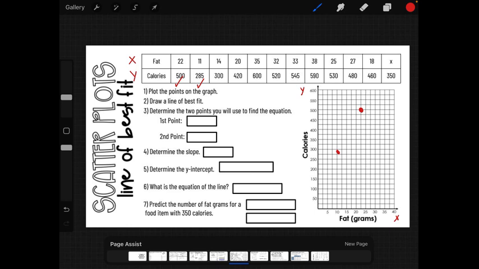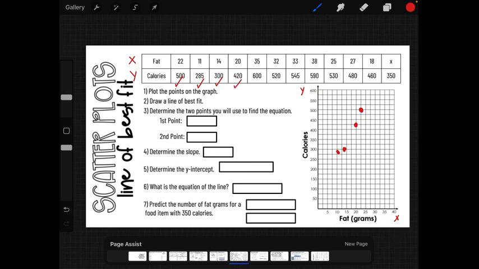14 and 300. 14 is a little bit less than 15, so we'll go here and then all the way up to about 300. Next is 20 and 420. 20 on the x-axis, 420 is up here a little bit more than 400, in between 400 and 450, so we can go about halfway.